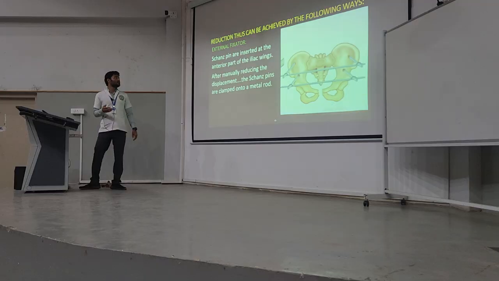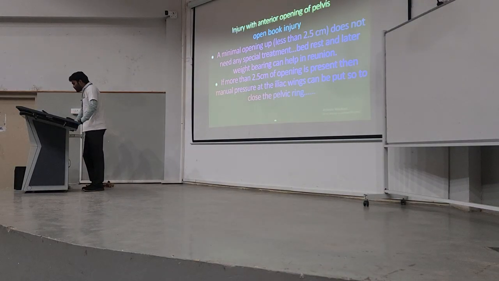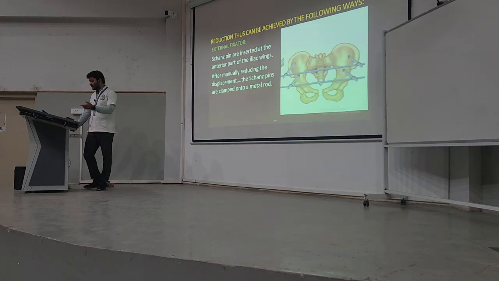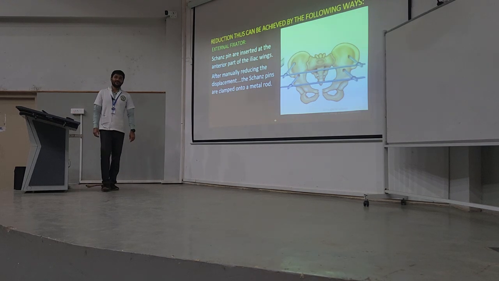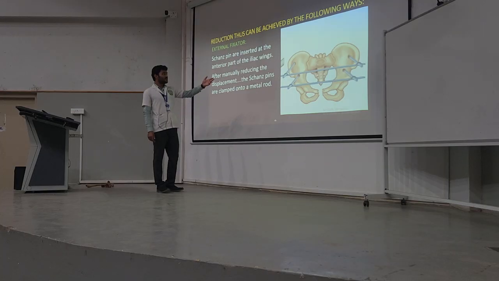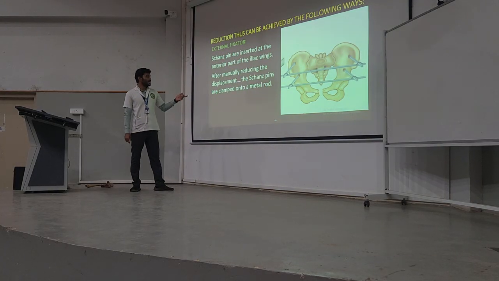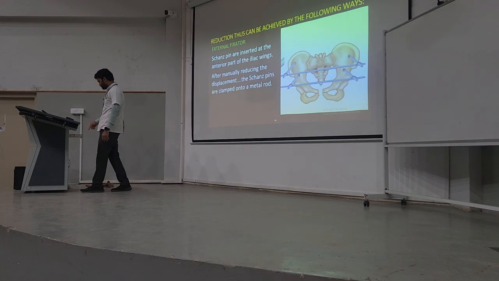So how to close the pelvic ring? That is by manual pressure, and also by achieving the reduction in the following ways. We can use external fixators like Schanz pins. They are inserted at the wings of the iliac. After manually reducing the displacement, the Schanz pins are clamped onto the metal rod.